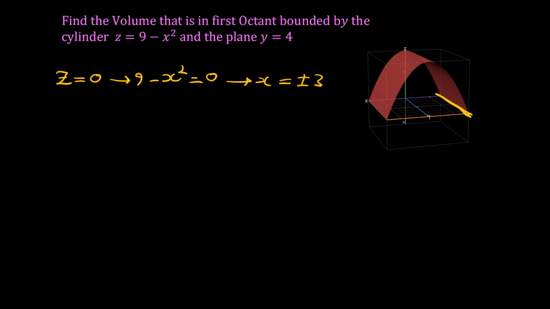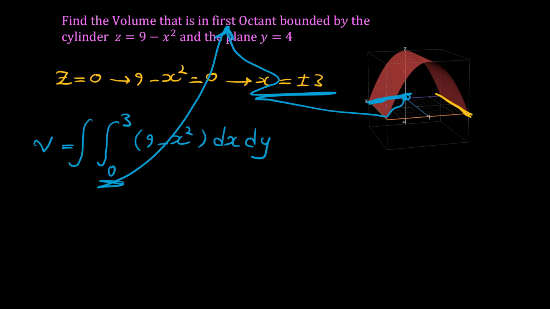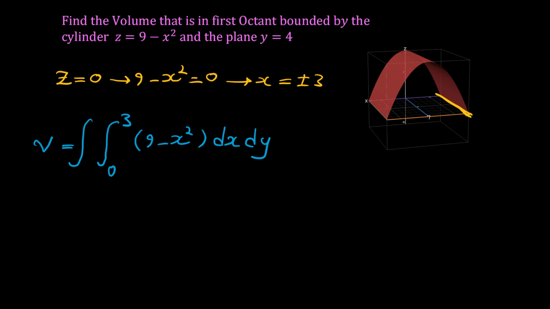Now you should be able to write the double integral. For finding the volume, the volume would be the double integral of the function 9 minus x squared. We can write dx dy or dy dx. The order really doesn't matter because it's very simple. x is changing from 0 to 3, 0 because we are limited to the first octant. And y is from 0 to 4.